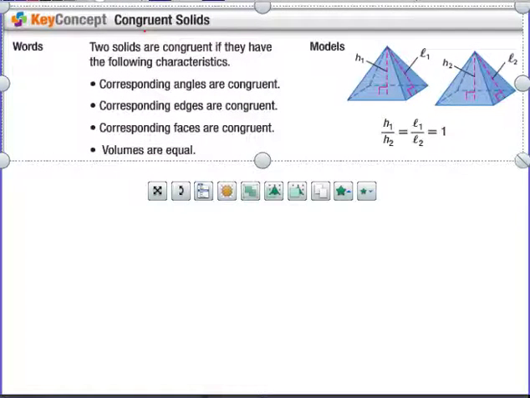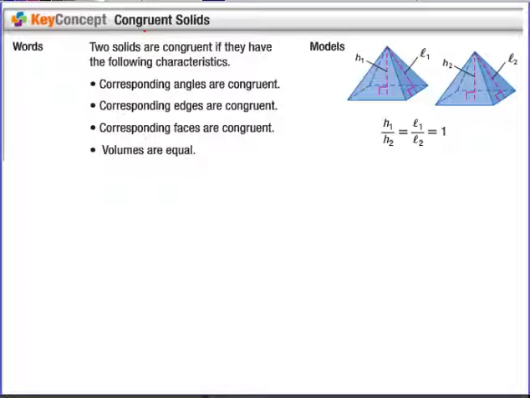If two solids are congruent, then they will have the following characteristics. Corresponding angles are congruent, corresponding edges are congruent, corresponding faces are congruent, and their volumes are equal. We're going to work particularly with volumes and surface area in this lesson, since we're talking about solids.